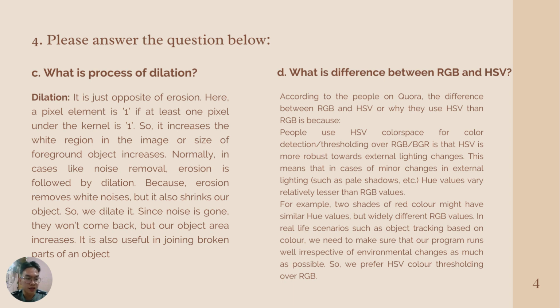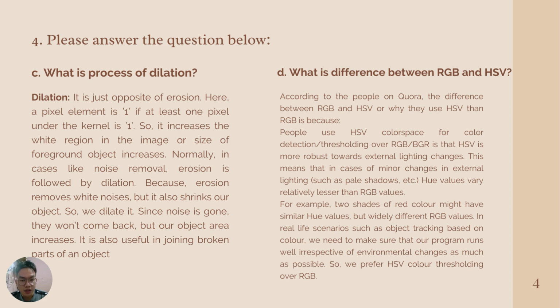Normally, in cases like noise removal, erosion is followed by dilation, because erosion removes white noises, but it also shrinks our object, so we dilate it. Since the noise is gone, it won't come back, but our object area increases. It is also useful in joining broken parts of an object.